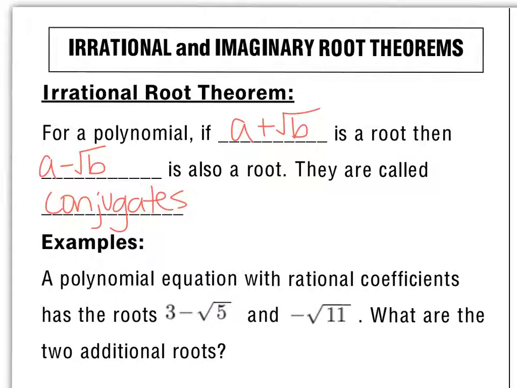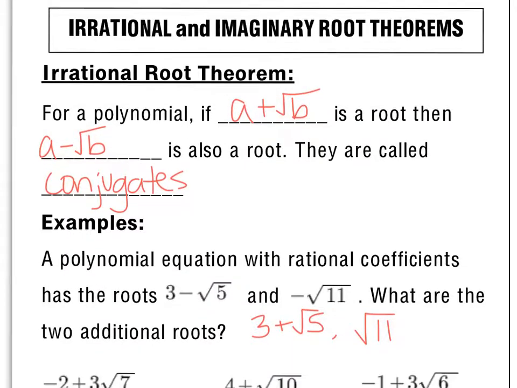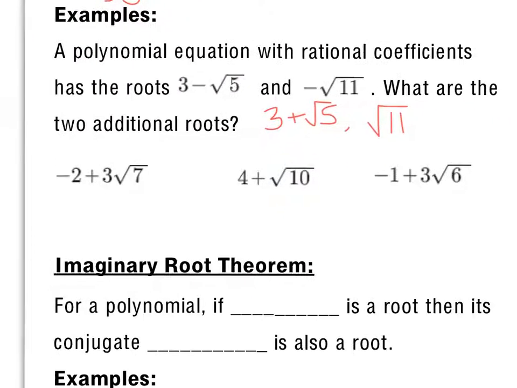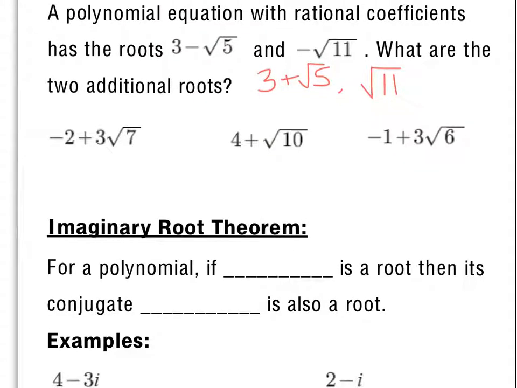For example, if you have a polynomial equation with rational coefficients and it has the roots 3 minus square root 5 and negative square root of 11, the two additional roots would be 3 plus square root of 5 and then positive square root of 11. Try these next three questions.